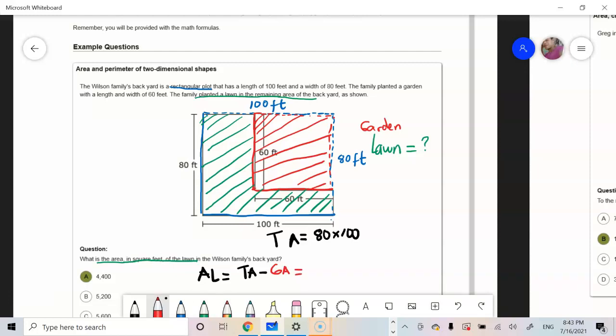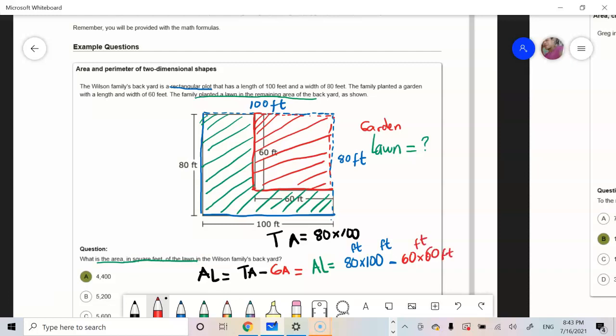So let me see. We have the area of the lawn, which is in green, equals the total area, which is going to be 80 multiplied by 100, because the area of a rectangle is the width by the length. So I'm going to have 80 by 100, okay? And then, I mean, these are feet, minus the area of the garden, which is going to be 60 by 60 because it's a square. So the area of a square is the width by the length. And in the case of a square, the width and the length are the same. So I'm going to write here 60 by 60, okay?